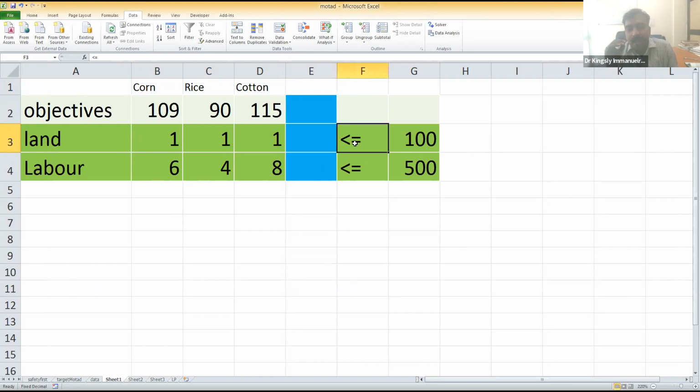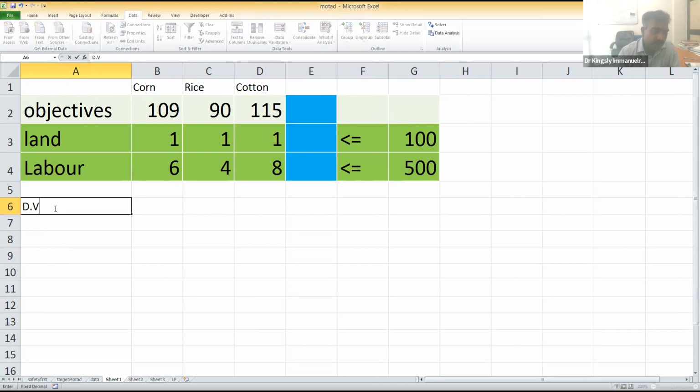You have to remember this 100 and 500. It talks about resource availability. We have to compute resource usage in the Excel sheet, and you have to compute what the objective value could be. Now let us add one more row that is called decision variable. I hope in all these figures you don't have any doubt.